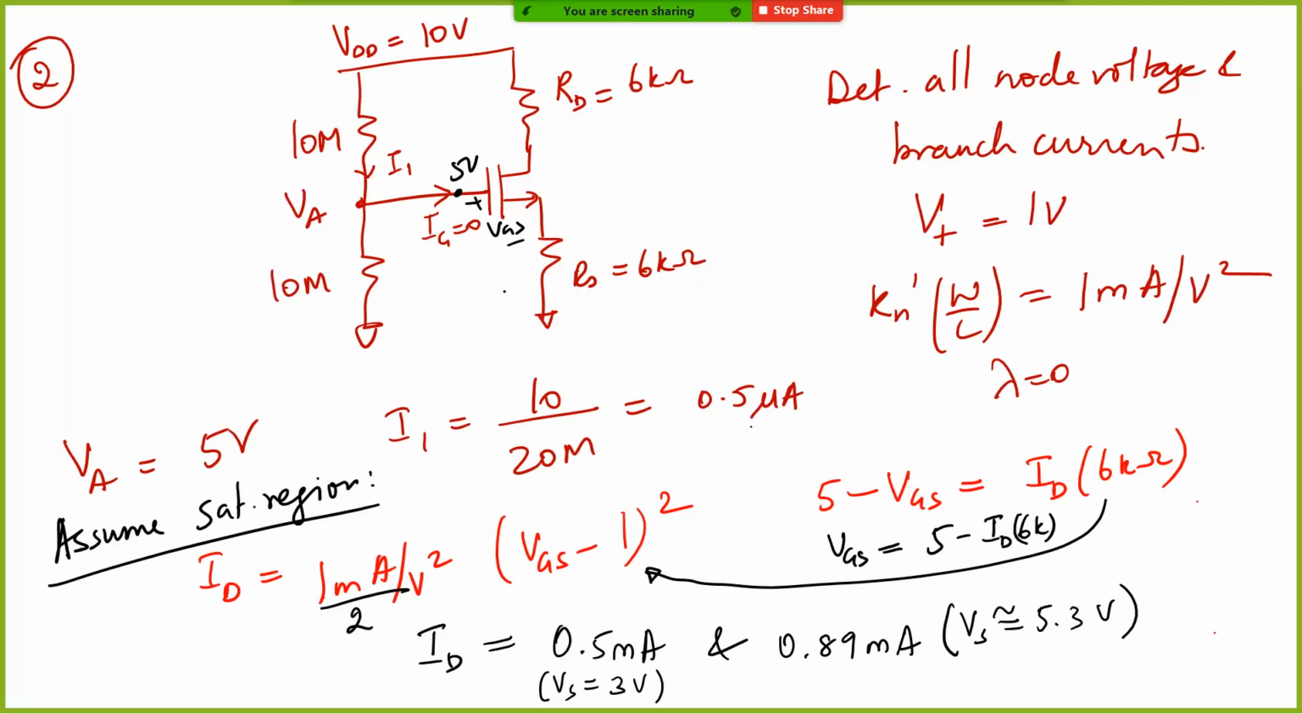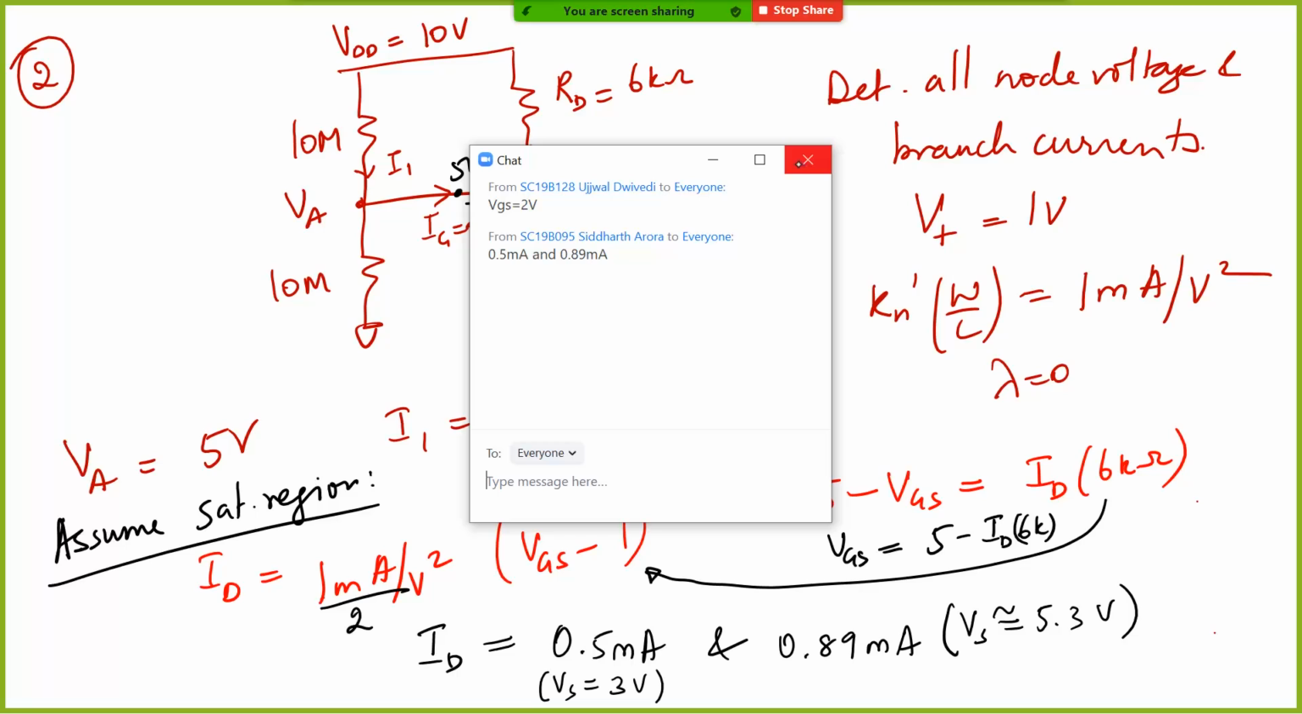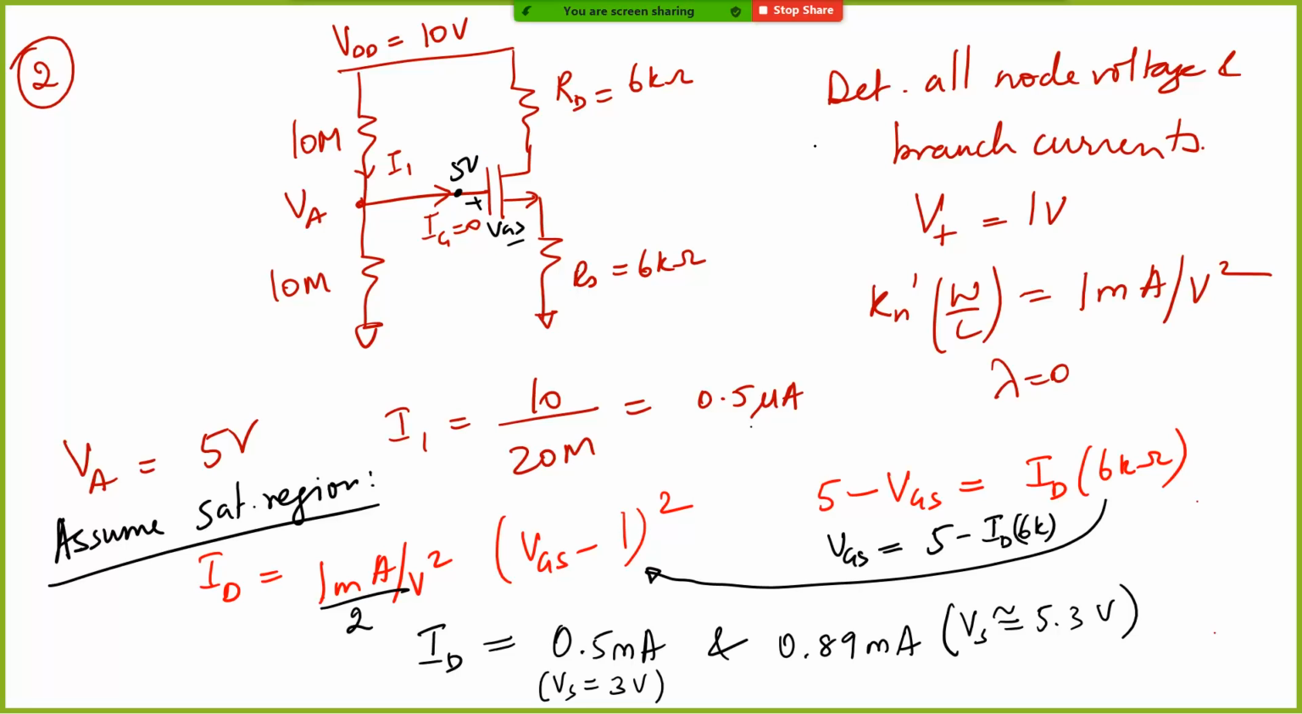Now, if you take this Vs, the source voltage, to be 3 volt, then Vgs is equal to 2 volt. Oh, okay. I'm sorry. I think whoever had put the thing, that is correct. Your Vgs is 2 volt. Ujjwal, you're right actually. So with 0.5 milliampere, you have Vs of 3 volt and you get a Vgs of 2 volt. Whereas if you take Vs of 5.3, here Vs is greater than the gate voltage. Okay, so this is not a correct solution. This is a wrong solution. This is the right solution. So this gives us a VGS of 2 volt.